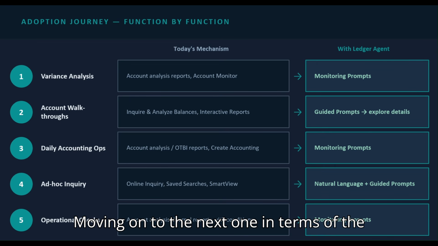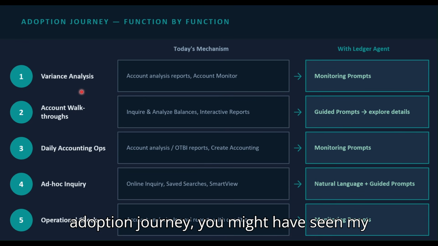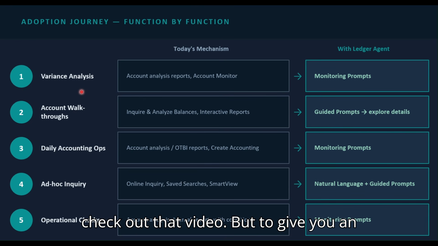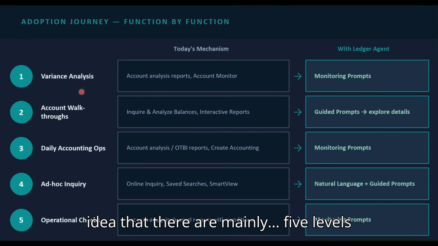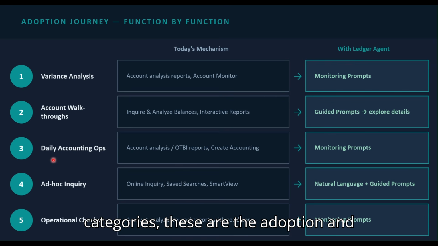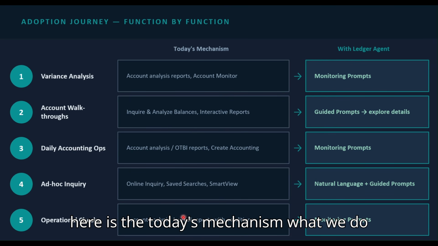Moving on to the next one in terms of the adoption journey, you might have seen my adoption guide video. If not, you can check out that video. But to give you an idea, there are mainly 5 levels of adoption which we can start with. So here in terms of the different categories, these are the adoption levels, and here is the mechanism we use today.